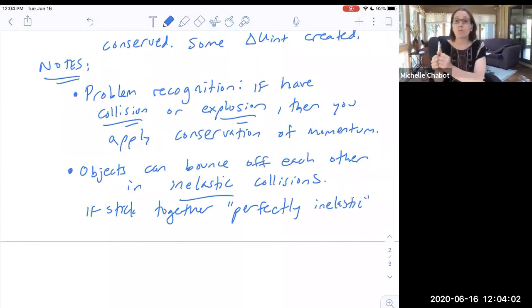And in that case, the most energy will have been converted to delta U internal. But they're all inelastic collisions. There's some delta U internal, whether or not they bounce off. You have to specifically be told that it's an elastic collision.